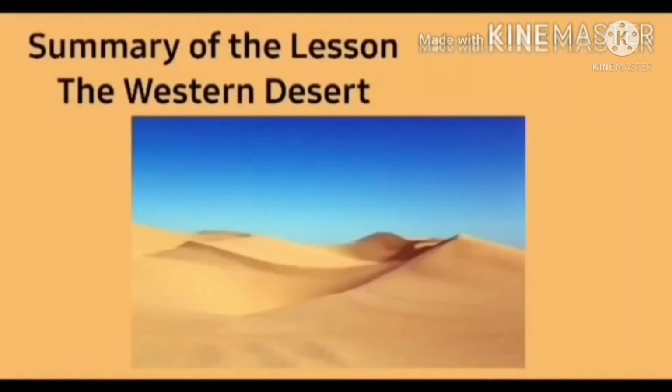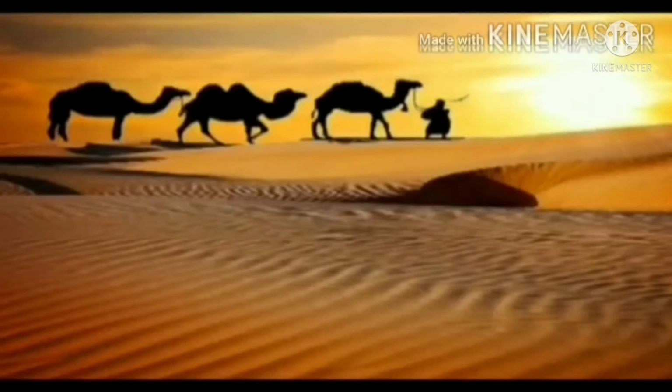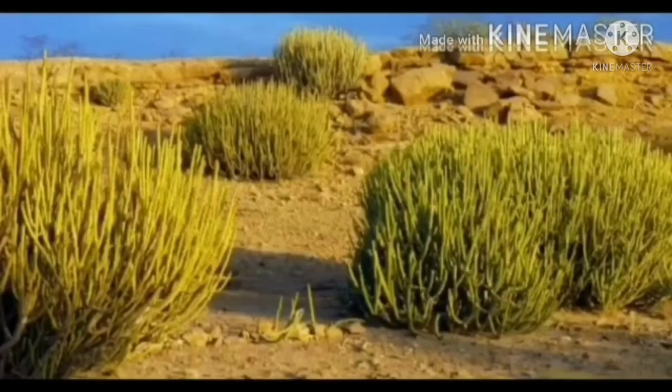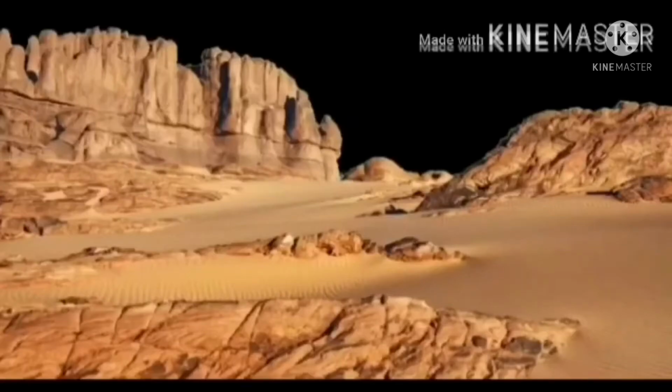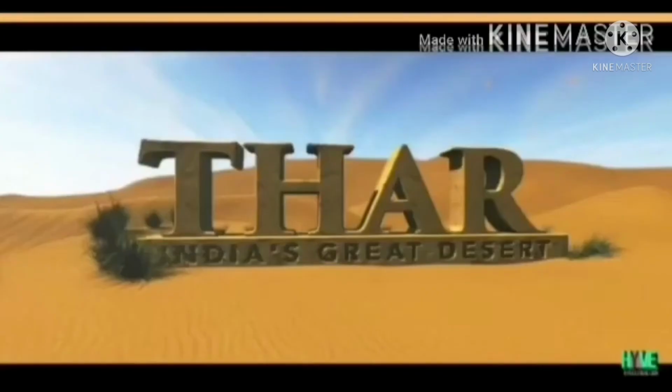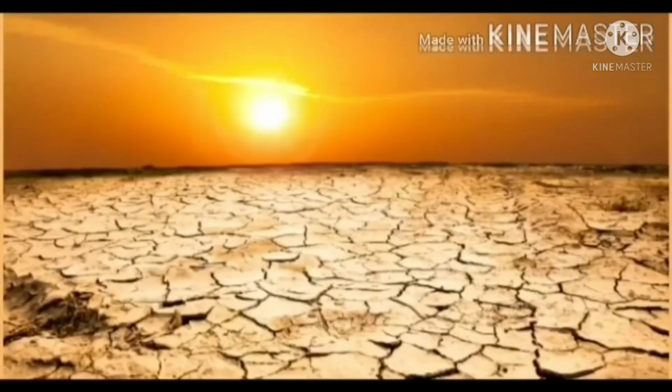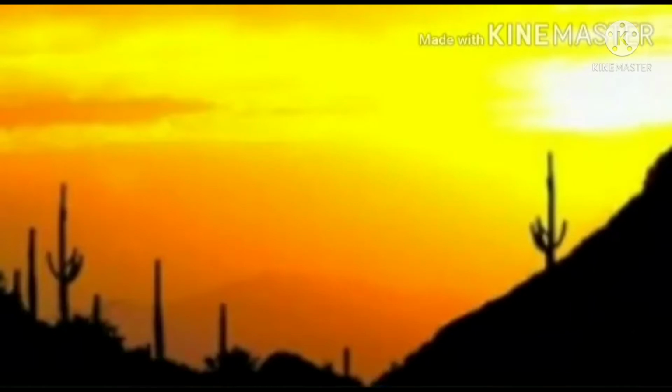Well, let me now give you a short summary of this lesson, the Western Desert. Children, a desert is a flat area with sandy soil and little rain and vegetation. The land to the west of Aravalli Hills in Rajasthan is rocky and sandy. This is the Great Indian Desert, also known as the Thar Desert. It is a region where sandstorms are common. This region remains hot and dry throughout the year.